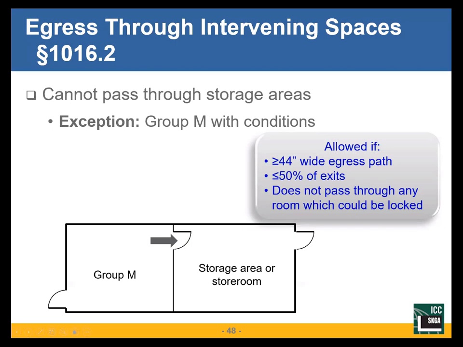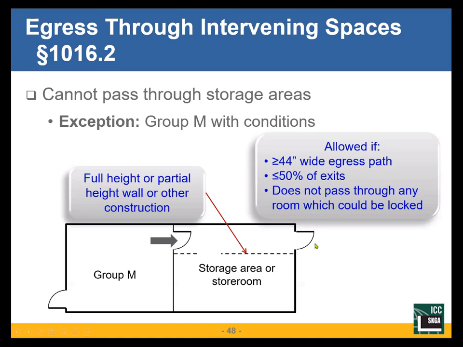It can go through here as long as this door does not require any special knowledge. It's not locked. My exit path is completely available. This door is not locked. And my exit path is separated from the storage area by a full or partial height wall or other approved type of construction. I'm not creating a fire rated separation. In fact, the employees are going to use the same door to access the storeroom, to restock the shelves. They're going to be using that same door.